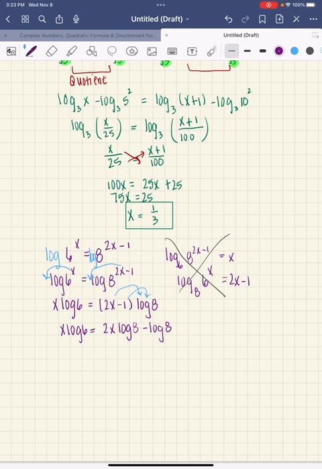Okay. So the goal when you solve is to have x on one side and the constants on the other. So I'm going to subtract 2x times the log of 8 from both sides. And now what I have done is I've got variables on one side and constants on the other.